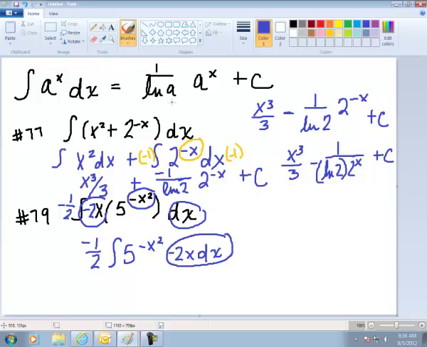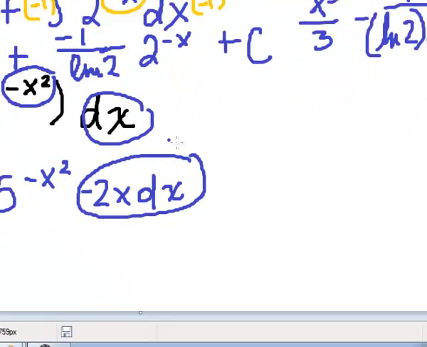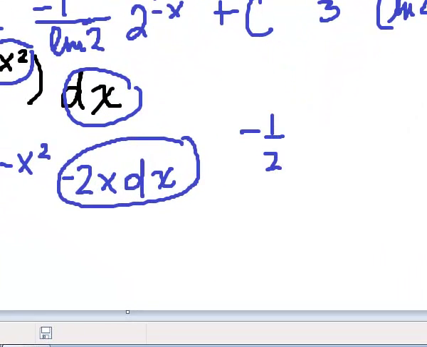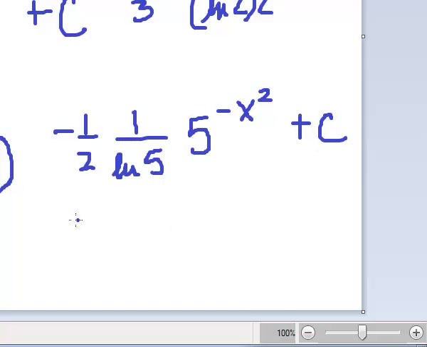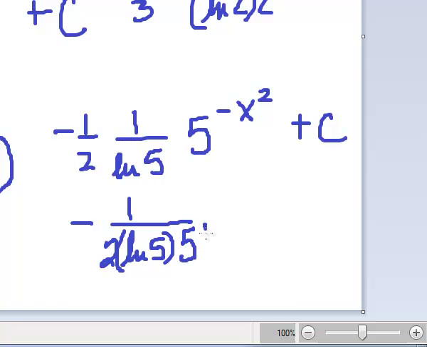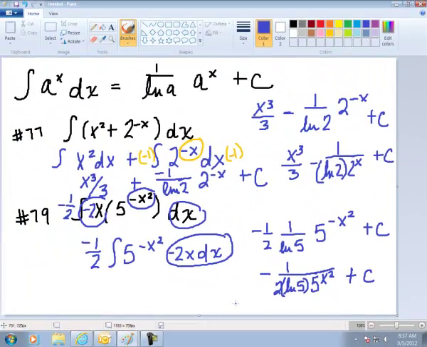When I integrate this, I can just apply the rule above. I get minus 1/2, and now the integral of 5 to the minus x squared is 1 over the natural log of my base, which is natural log 5. Okay, and then 5 to the minus x squared, and then I'm going to add my constant. Again, I can rewrite this as negative 1 over natural log 5, and if I wanted to, I could put 5 to the x squared down here, whichever way, plus my constant.